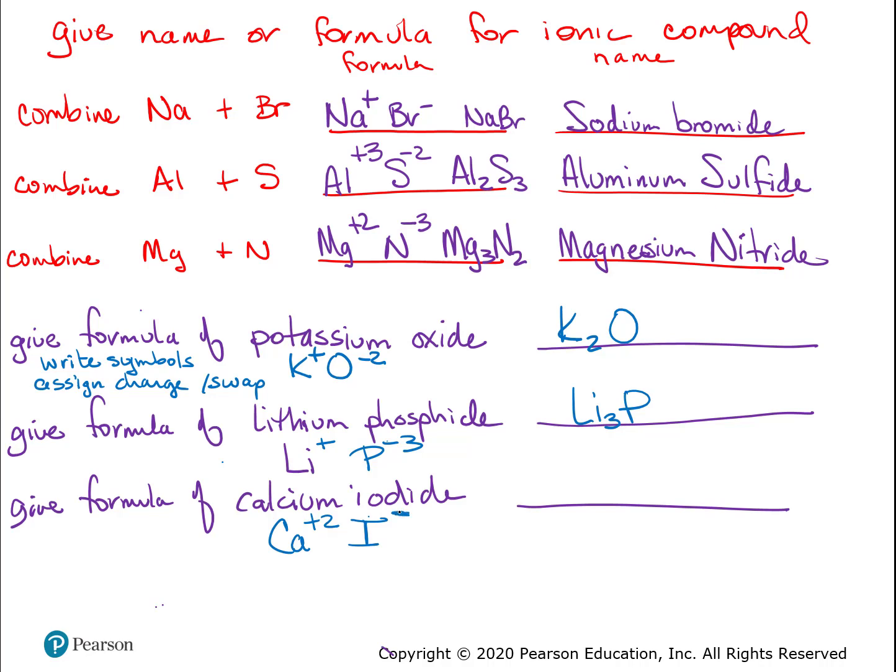So remember that the non-metal is always negative, the metal is always positive. So your first element's always the metal, it's always positively charged. Second element's the non-metal, it's negative. Now these are not exactly the same, so I got to swap these 2. So I would end up with Ca1 and I2. CaI2. Calcium iodide.